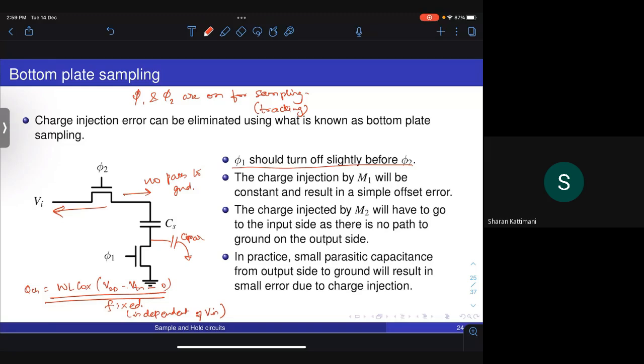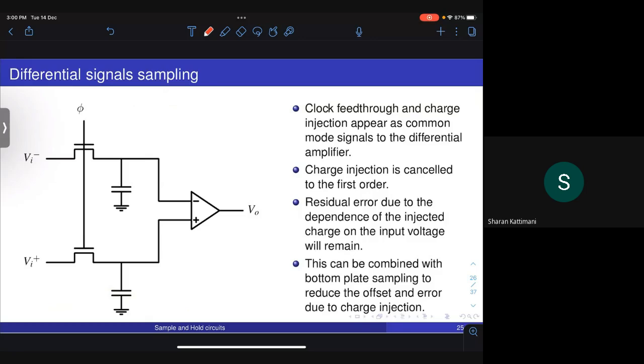Essentially, you just use two switches: disconnect from the ground first, then disconnect the input from the top plate. That will ensure that the input dependent channel charge injection doesn't happen. Whatever charge injection you get is now only because of phi 1 turning off, and that is a fixed amount. It produces only an offset error in the output. It doesn't produce any nonlinearity. So that is what is known as bottom plate sampling.